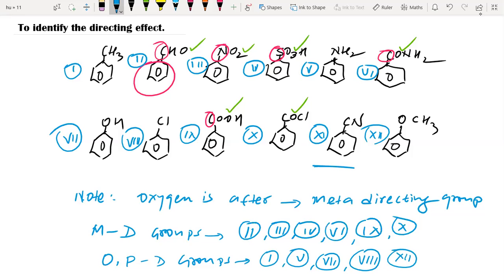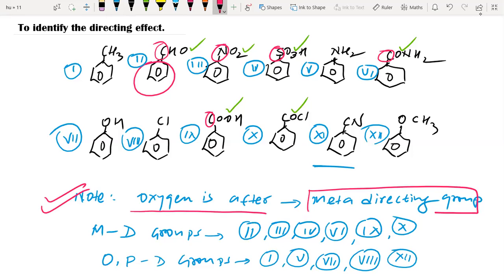Why didn't I write this 11 number? According to the note given here, if oxygen is after, that compound will be a meta directing group. So here oxygen is not there, but then also this is meta directing, meaning 11 number comes under meta directing. Its place is not here in ortho-para. This is an exceptional case in our chemistry.